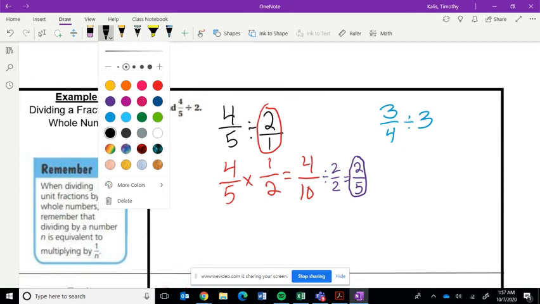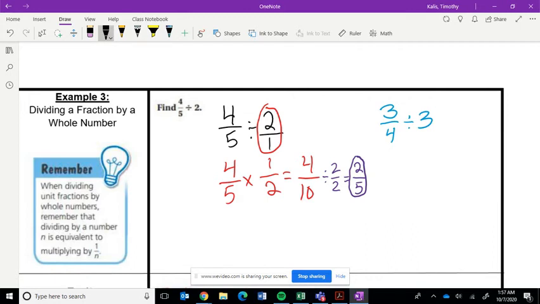So the first thing we have to do is turn 3 into a fraction. So that fraction is 3/1. Next, we have to find the inverse of 3/1, or its reciprocal, and that is 1/3. Then we multiply 3/4 times 1/3.